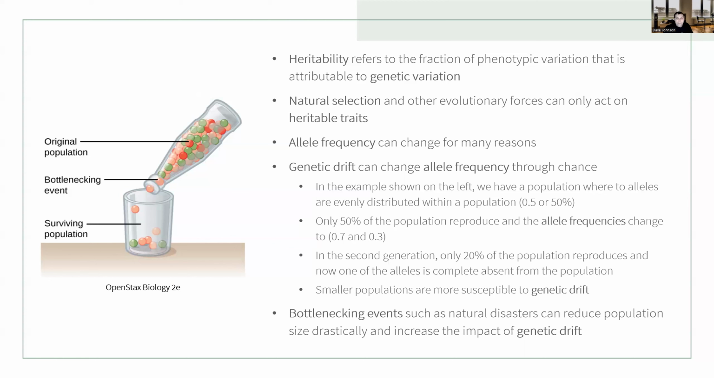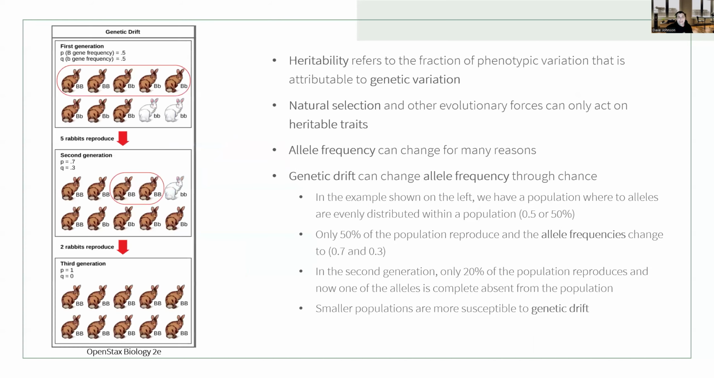So in general, a bottlenecking event is any type of event where a population goes from a relatively large size to a relatively very small size. And in doing so, those allele frequencies change drastically in that process. So again, we could be looking at an example here where these 10 rabbits are from a much larger population of rabbits, but for some reason, they've now become geographically isolated.